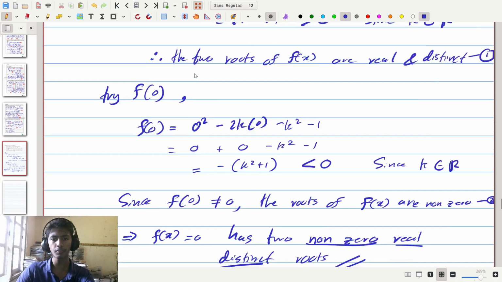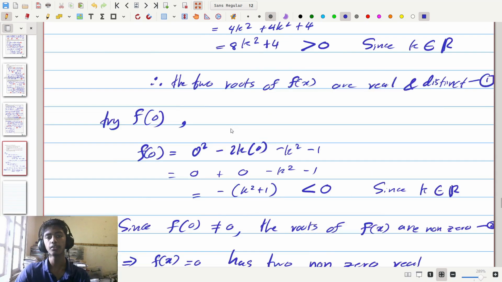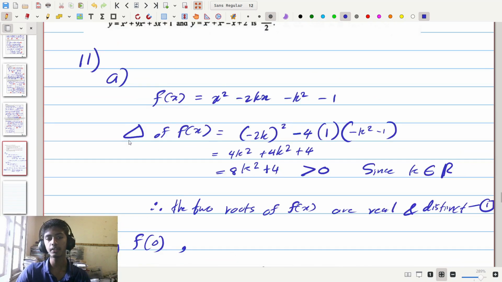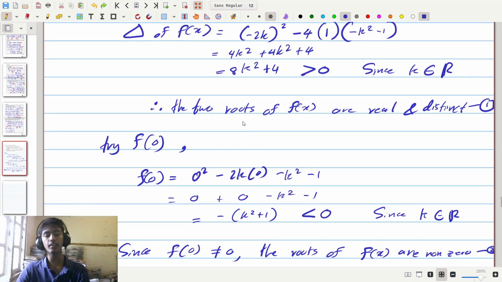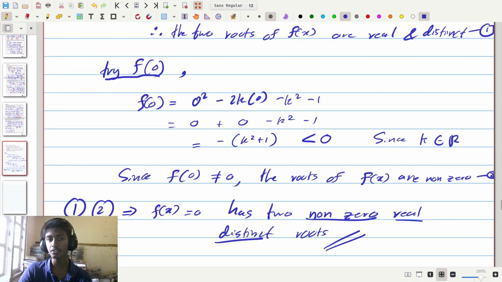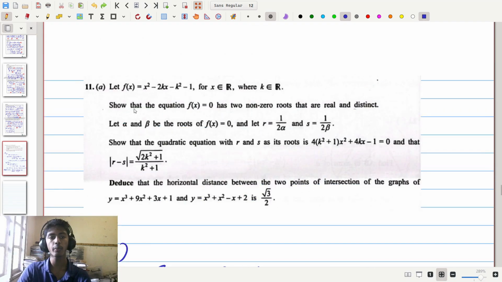Now you can write all of this down in like 2 to 3 minutes and finish that part of the question easy, no problem. So you just have to check what the discriminant is, see that the discriminant is positive, therefore the two roots must be real and distinct. And then for this bit you can do a little bit of cleverness and try f of 0, and since f of 0 is not equal to 0, you can say that the two roots are non-zero. So now that we're done with that part, let's move on to the next part.